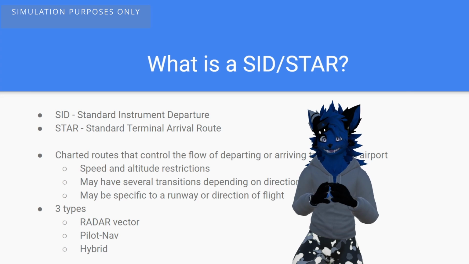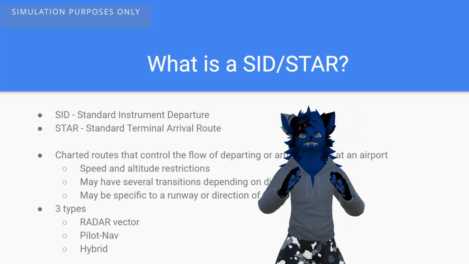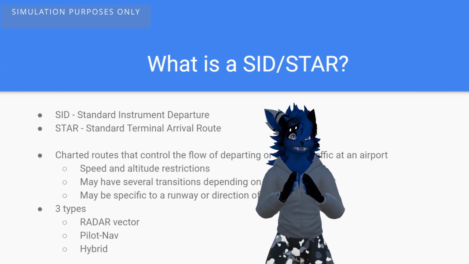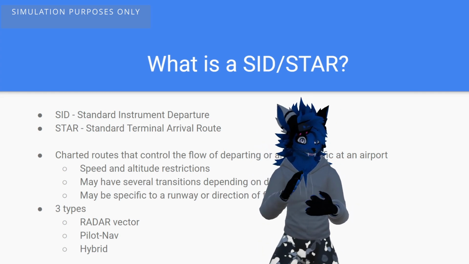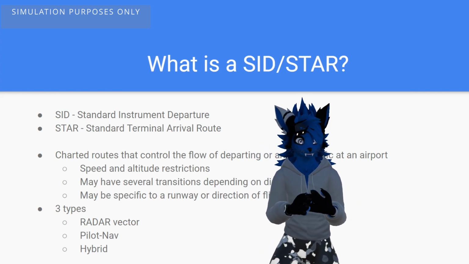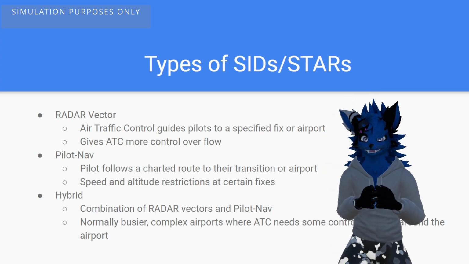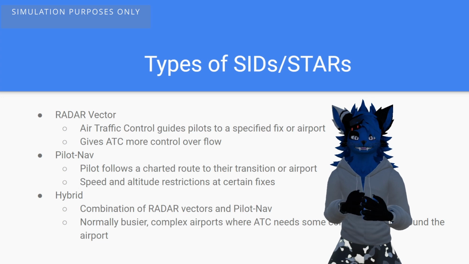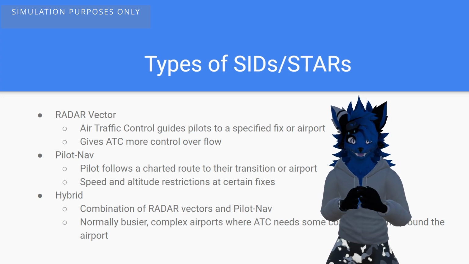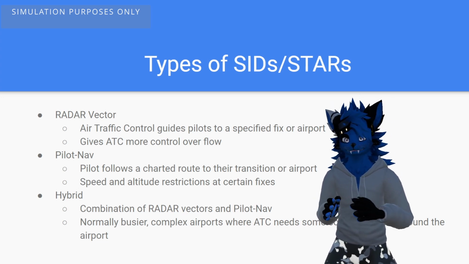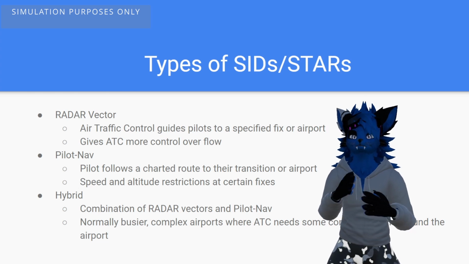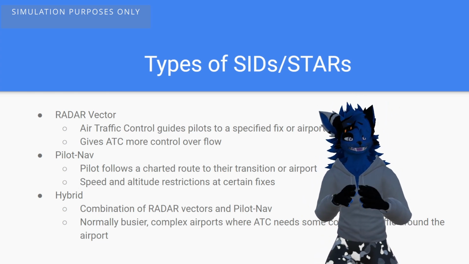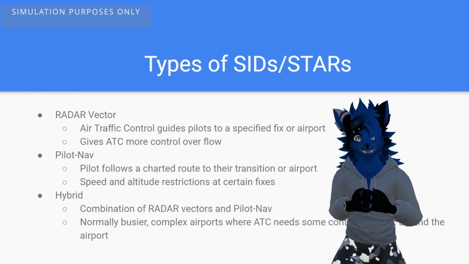They may be specific to a runway that you're using or a direction of flight that you are going to be traveling. There are three different types of SIDs and STARs that you are going to see: radar vector, pilot nav, and hybrid. The differences between the three different types is relatively straightforward. Radar vector SIDs and STARs are going to be entirely controlled by ATC. So they are going to give you headings to fly and certain altitudes to maintain in order to get you to a specified fix or airport. This allows ATC to have more control over the traffic in their airspace.